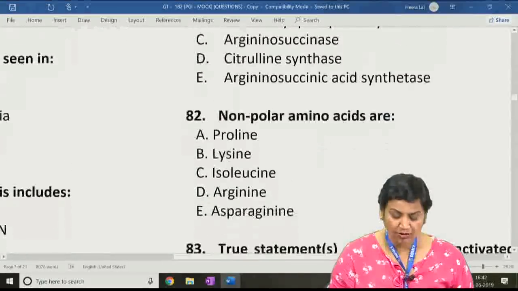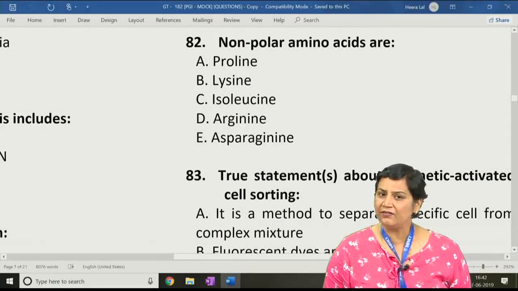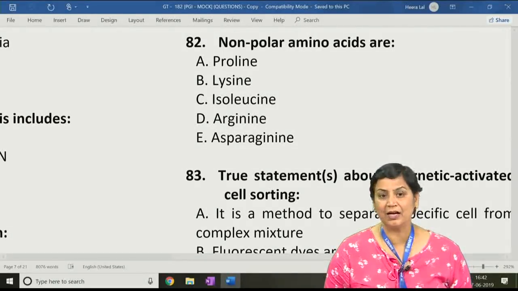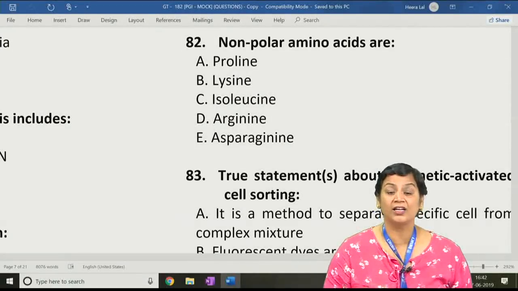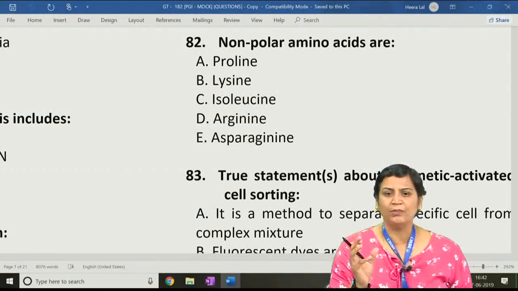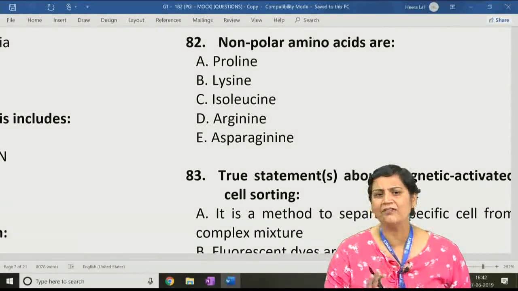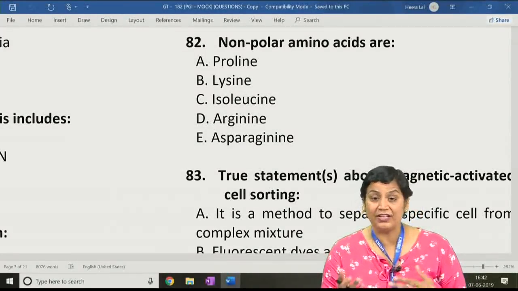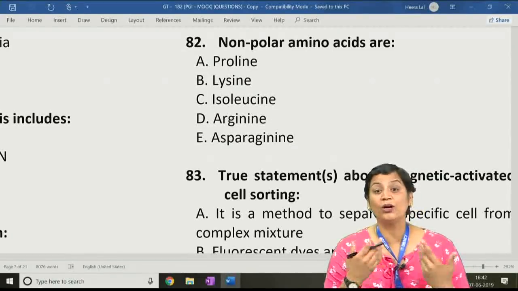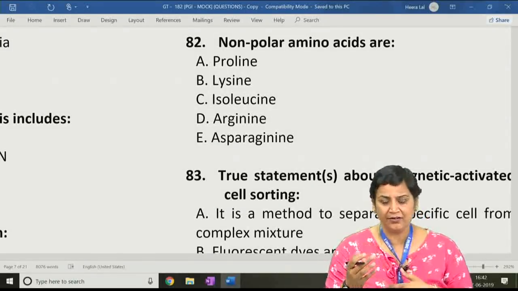Then question 82: non-polar amino acids are... Yes, this is again a very important question which is frequently asked in exams, regarding the classification of amino acids as per the charge on them, as per their polarity. Polar means which has an affinity towards water. Non-polar means which doesn't have any affinity with water. Whether they are acidic, basic, have a hydroxyl group or do not have a hydroxyl group, according to this, these amino acids are classified differently.